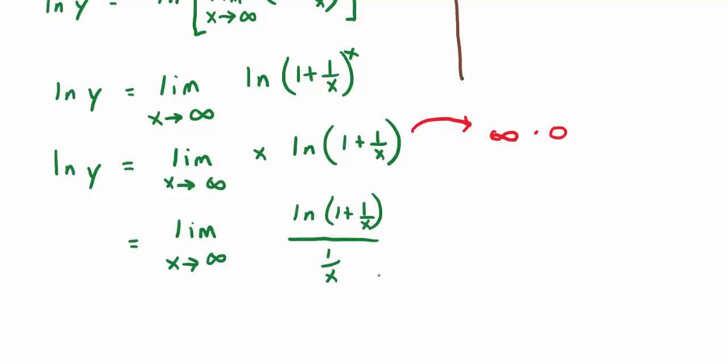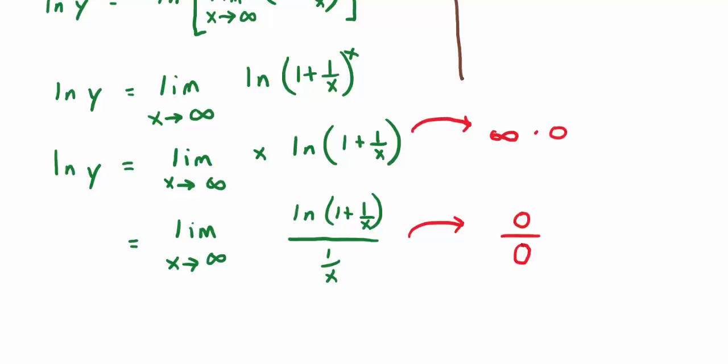And now is it the right form? From the natural log of 1 plus 1 over x, the limit of that as x goes to infinity is 0. So we have 0 on top. And what about 1 over x as x goes to infinity? 0 on the bottom.